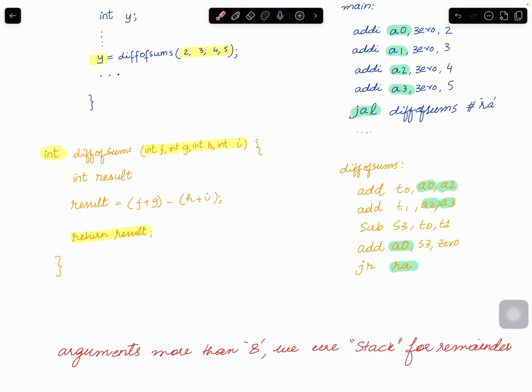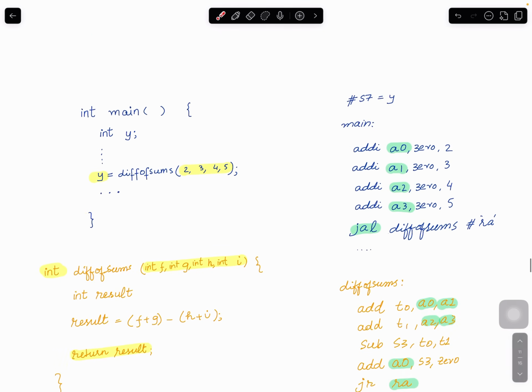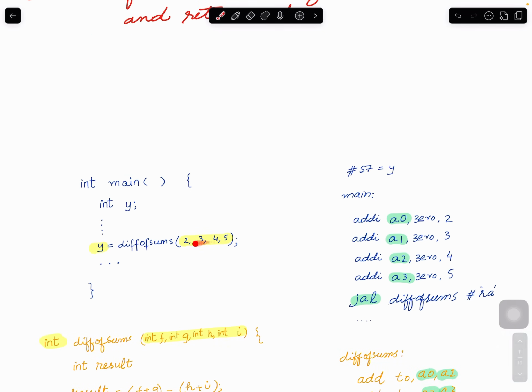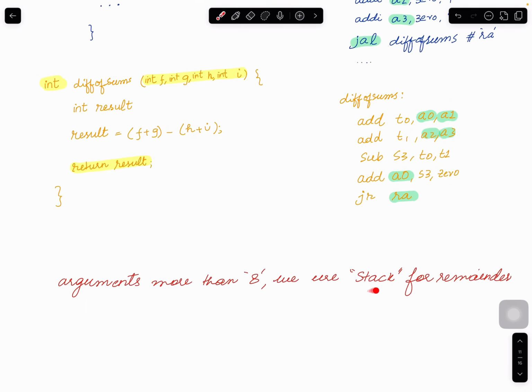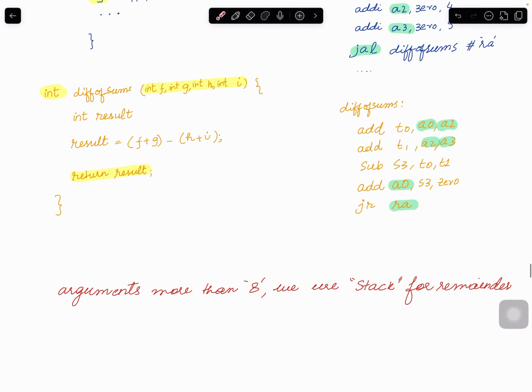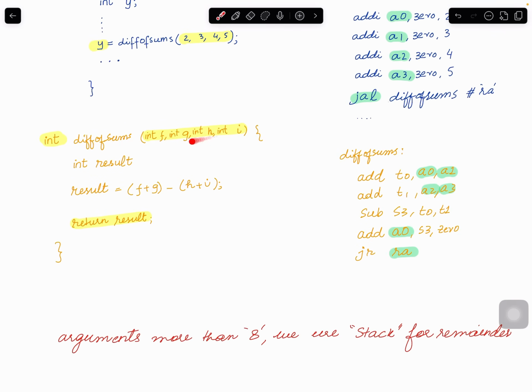What if arguments are more than 8? So what if these values are more than 8? We are going to use the stack for that. So in the next video, we will first study the stack, and then we will update our function. We'll create some more values here, and we'll see how we can pass values to the stack and get values from the stack and stuff like that. Okay, let's finish this video here and see you tomorrow.